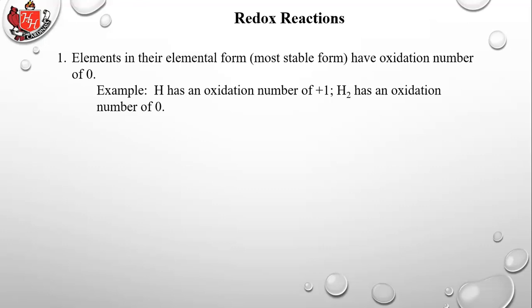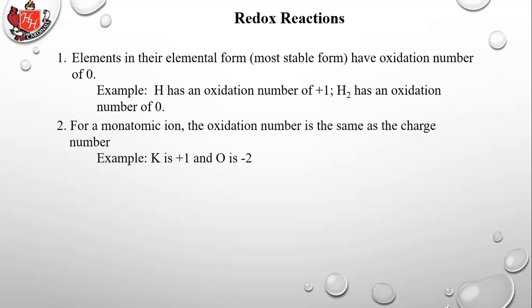So here, hydrogen has an oxidation number of +1, but H2 has an oxidation number of 0. So H2 is the natural form of hydrogen. You don't find hydrogen floating in the atmosphere just as an atom. It's a diatomic molecule, H2 gas. For a monatomic ion, the oxidation number is the same as the charge number. So K is a +1, the same as your charge number for potassium, and oxygen is a -2.